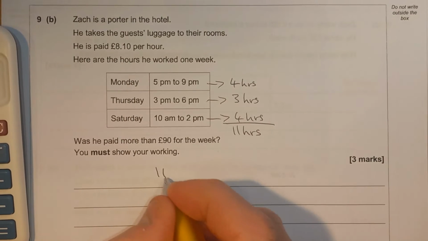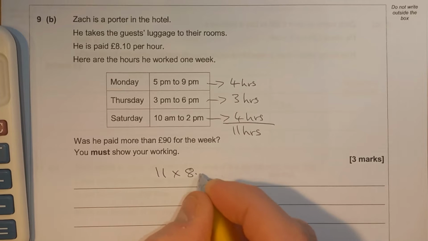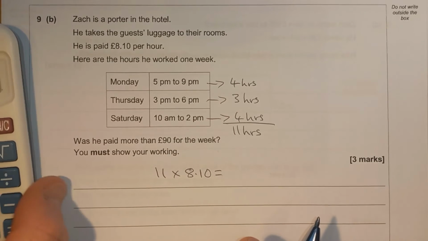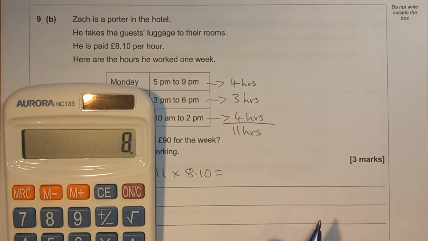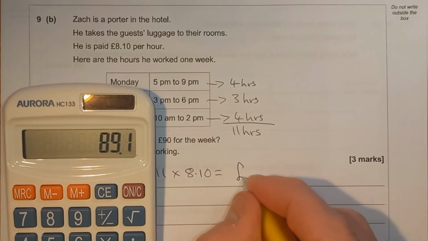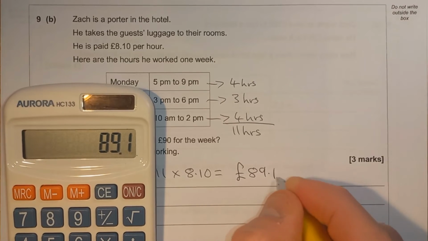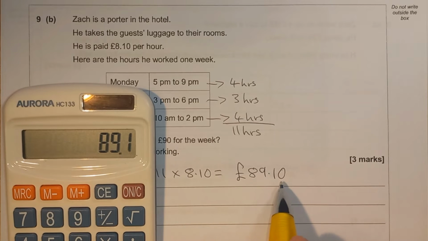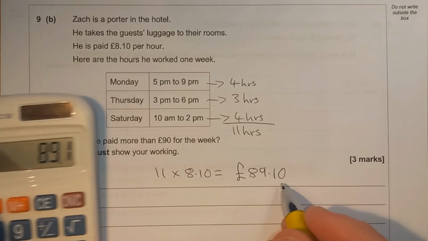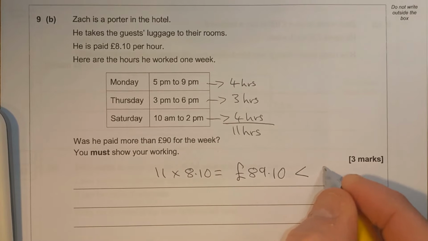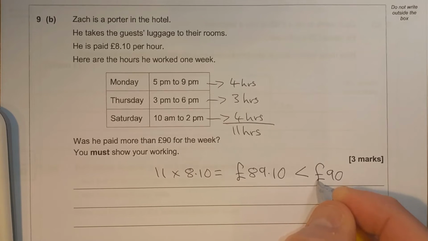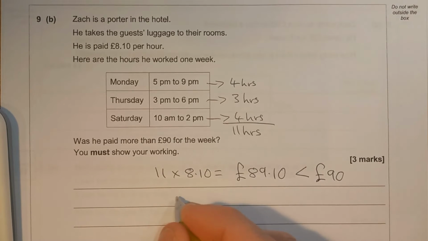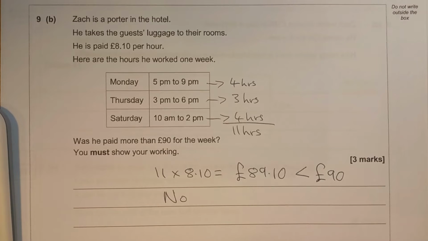So we've got 11 hours at £8.10p. Which gives us £89.10p. Remembering again, because we need to put the 0 on, because it's money, we've got to have 2 decimal places. And that's less than £90. So was he paid more than £90? No.